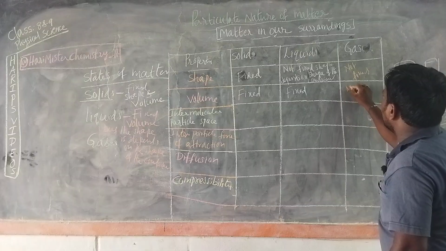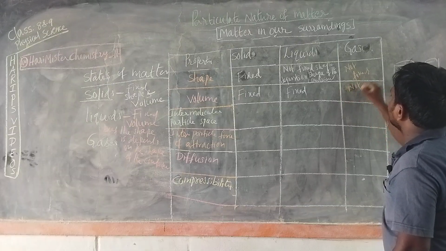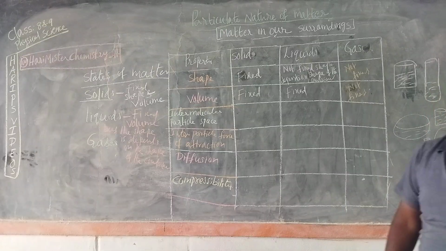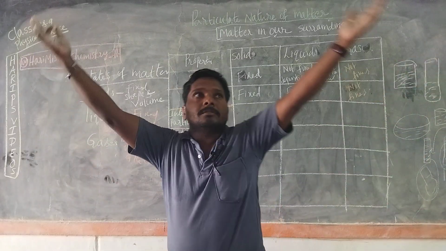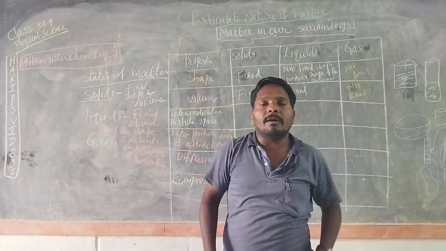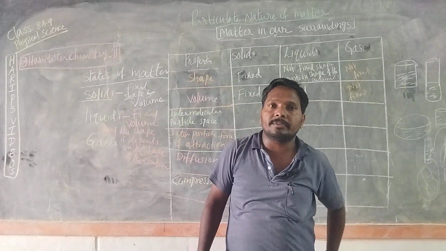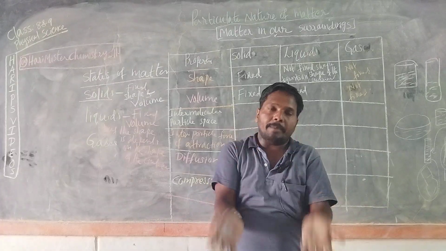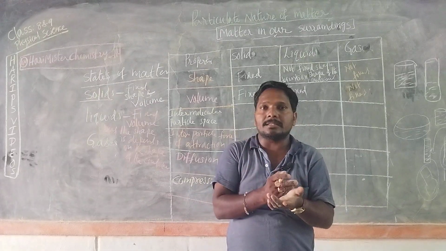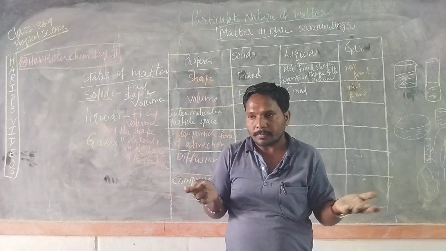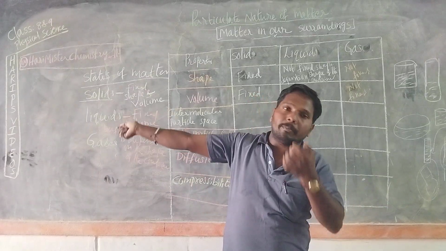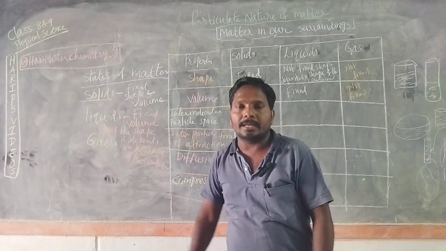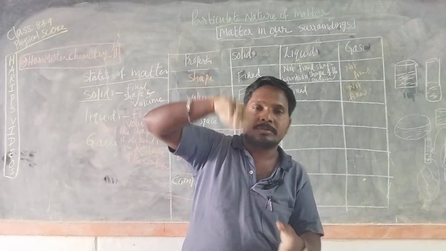Similarly, gases also have no fixed volume. In this classroom, can we say the volume of the gases present in the atmosphere or the air? We cannot say. Even an empty vessel appears empty, but it has gases. What is the volume? We don't know. Similarly, when we burn an agarbatti or incense stick, smoke is produced. The gases are produced.